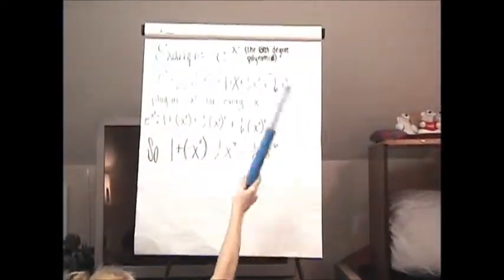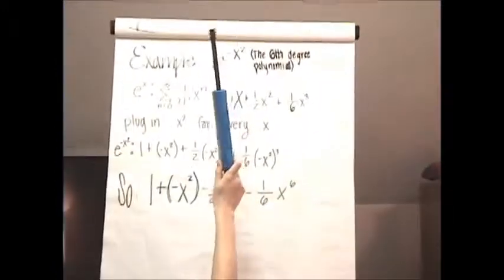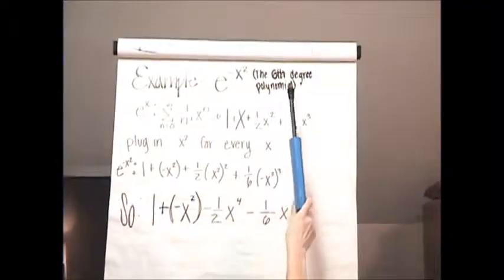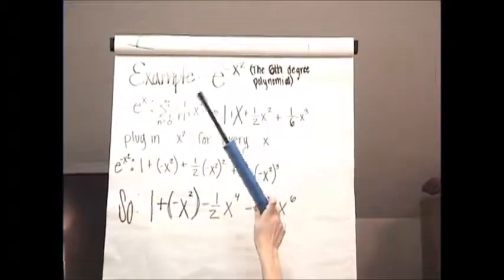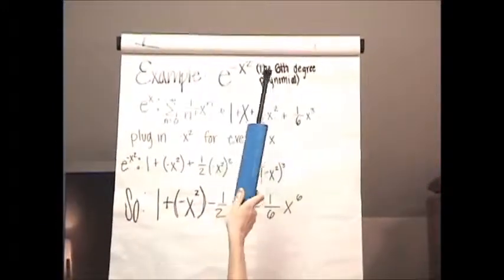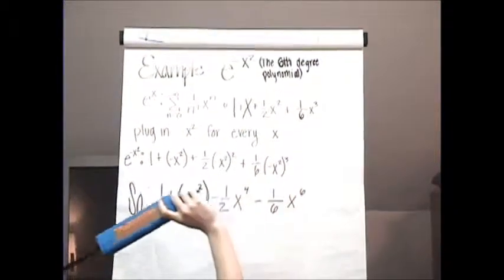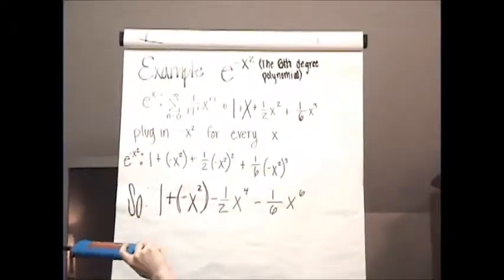Here's an example. e to the negative x squared. Find the 6th degree polynomial. So you could do it two ways. You could either do it the way we discussed before by doing the derivatives, or we can do what we already know from the car.